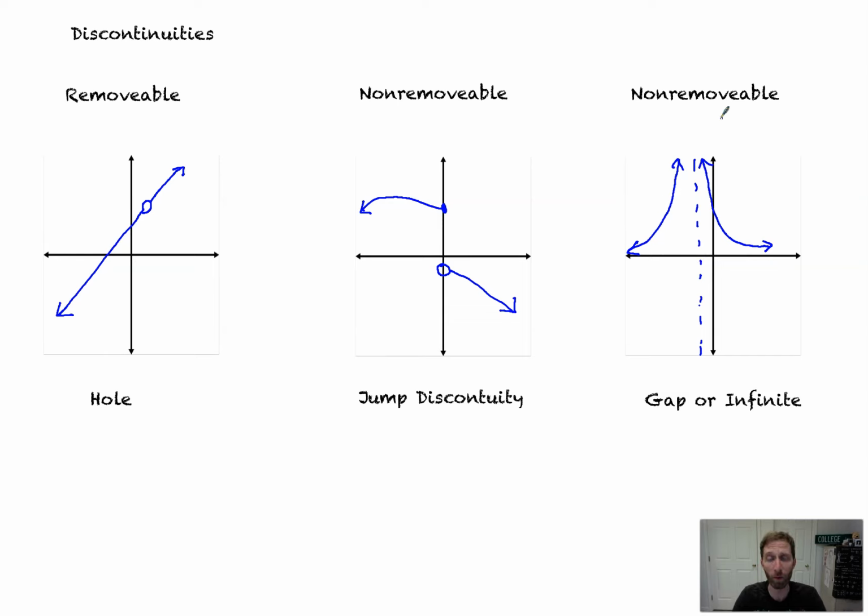And that is non-removable for a similar reason as this is. We can't just remove the vertical asymptote and join up the curve. It changes the whole shape of the curve. So these are forms of non-removable discontinuities, and this is a removable one. Holes, jump discontinuities, gap or infinite discontinuities. Sweet. Now before we wrap up this video, I want to go over the formal definition of continuity.